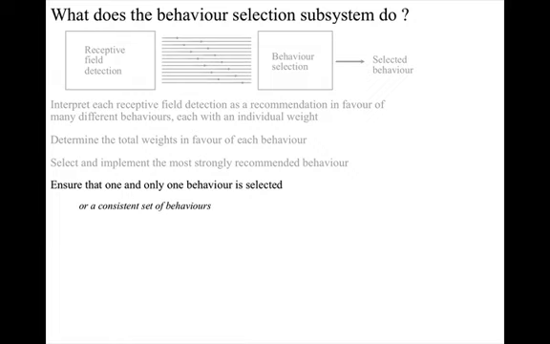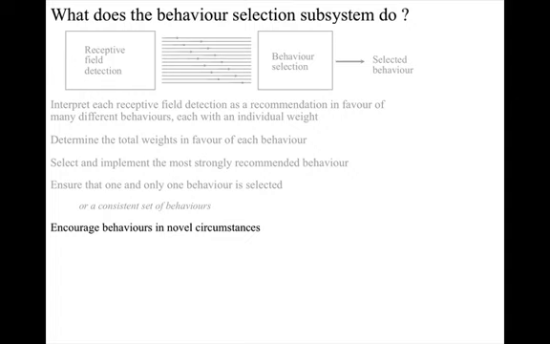In other words, the subsystem mustn't select two incompatible behaviors at the same time, like trying to move the same arm in two directions simultaneously. Although sometimes two compatible behaviors might be selected, like walking and chewing gum at the same time. Most people can do both at once.